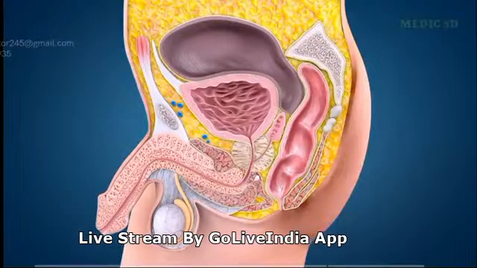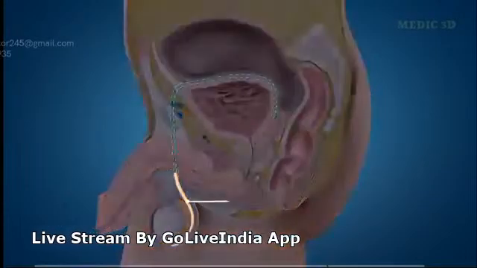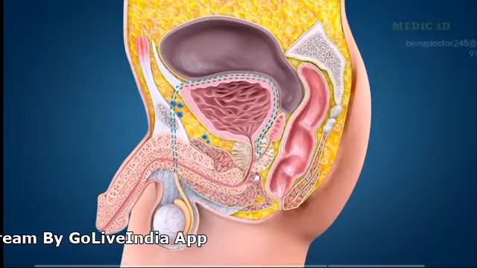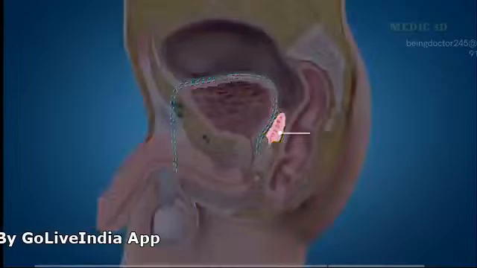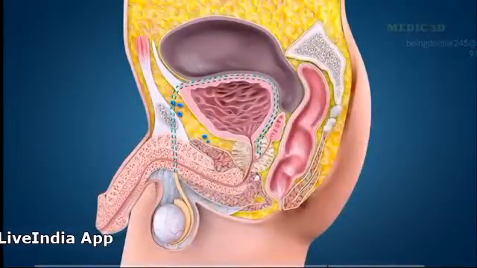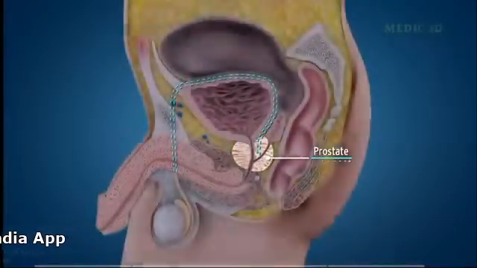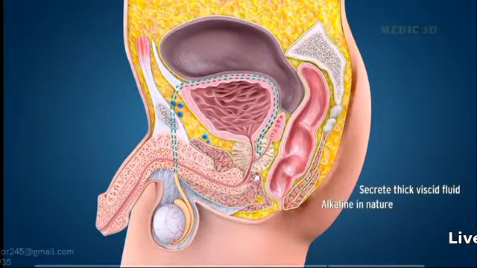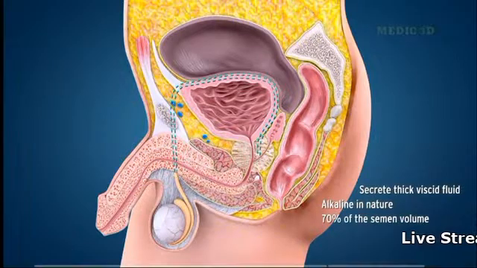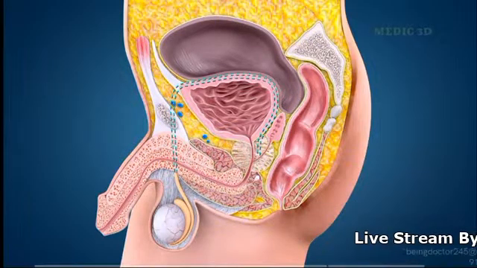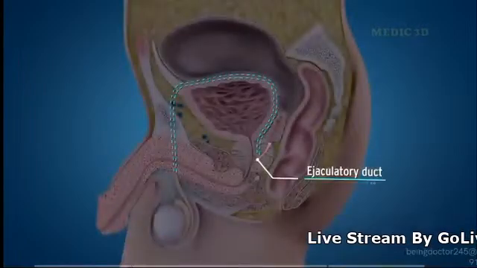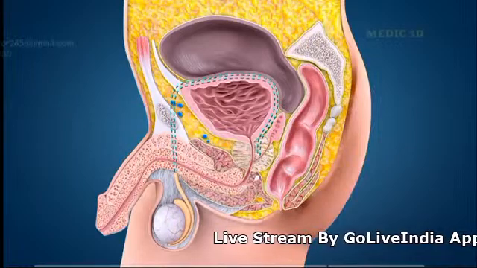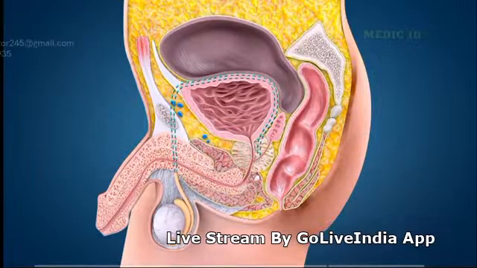The tail portion of the epididymis continues as the vas deferens. The contraction of the walls of the vas deferens helps in the movement of the sperms. The seminal vesicles are lobulated glands which lie close to the prostate. They secrete a thick viscid fluid, which is alkaline in nature. The fluid makes up to 70% of the semen volume. The seminal vesicle joins the vas deferens to form the ejaculatory duct. The ejaculatory duct acts as a storehouse for the amount of semen that is ejaculated during intercourse.